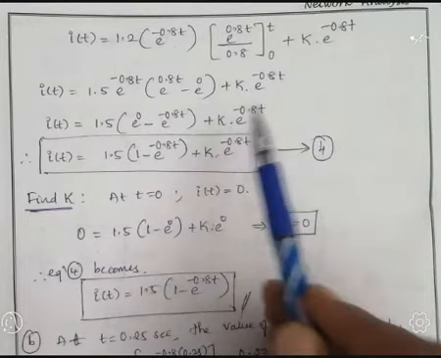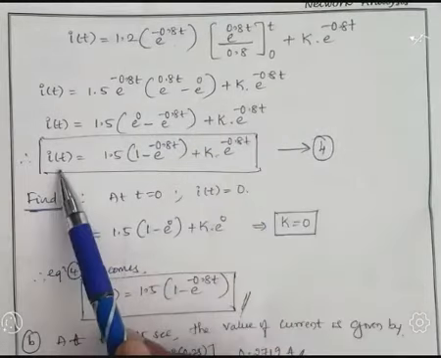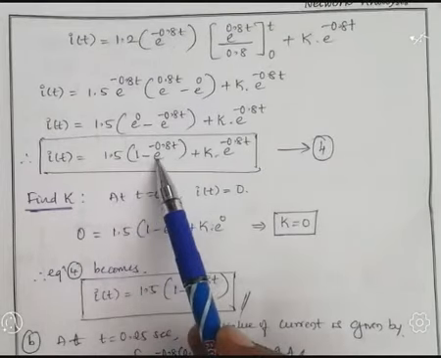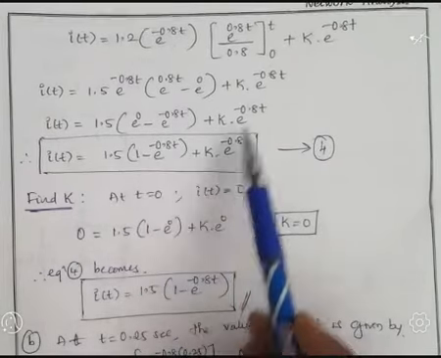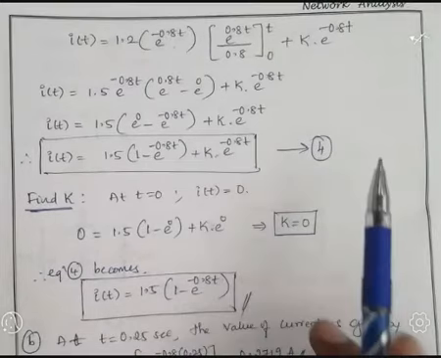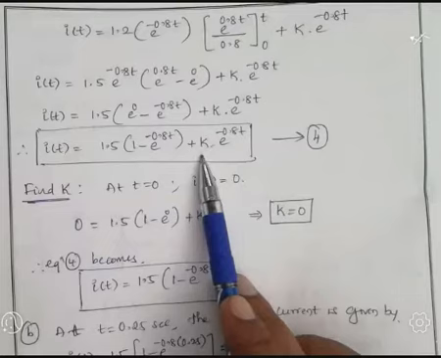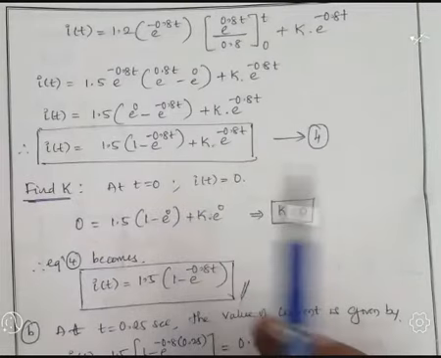For the simplification, I of t equal to 1.5 as it is, e to the power 0, that is 1, minus e to the power minus 0.8t, then the remaining term as it is. Let us represent this as equation number 4. But in this equation number 4, we don't know the constant value k. So let us calculate the constant value k. Already we know how to calculate the constant value k.